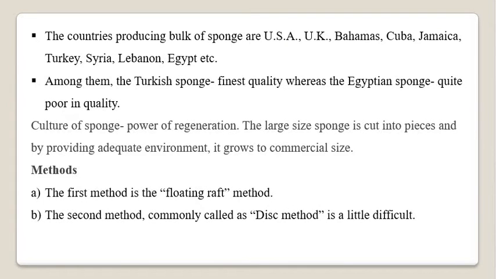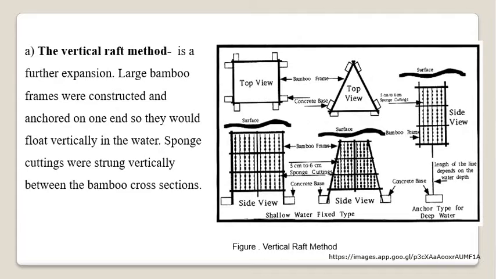The first is the floating raft method. Actually, both methods are floating, but they are a little modified. In this case, the vertical raft method is used, in which solid blocks are kept at the base of the sea, and then two bamboos, or a bamboo raft, are hanging into the water, standing in the water. Intermittent bamboos are joined, and then the cut pieces of sponges are attached to this and allowed to grow further.